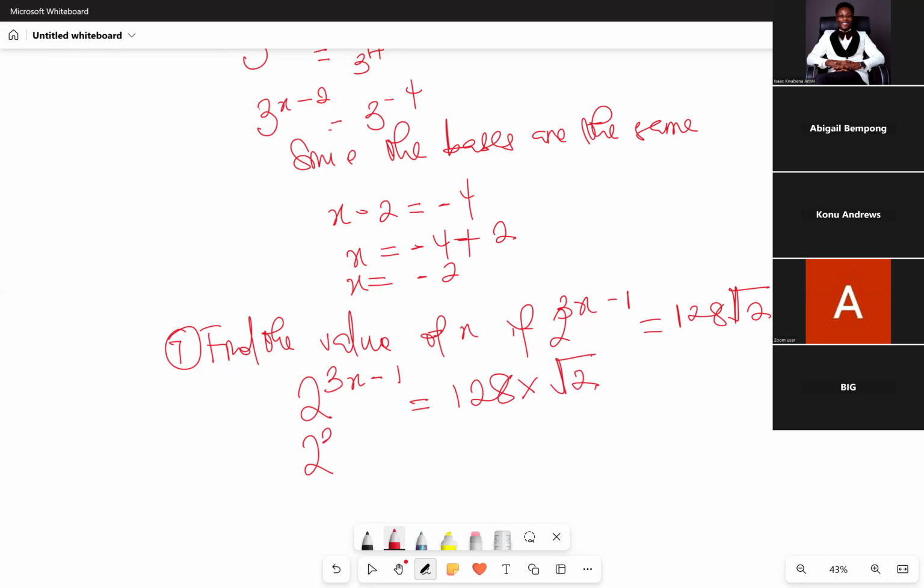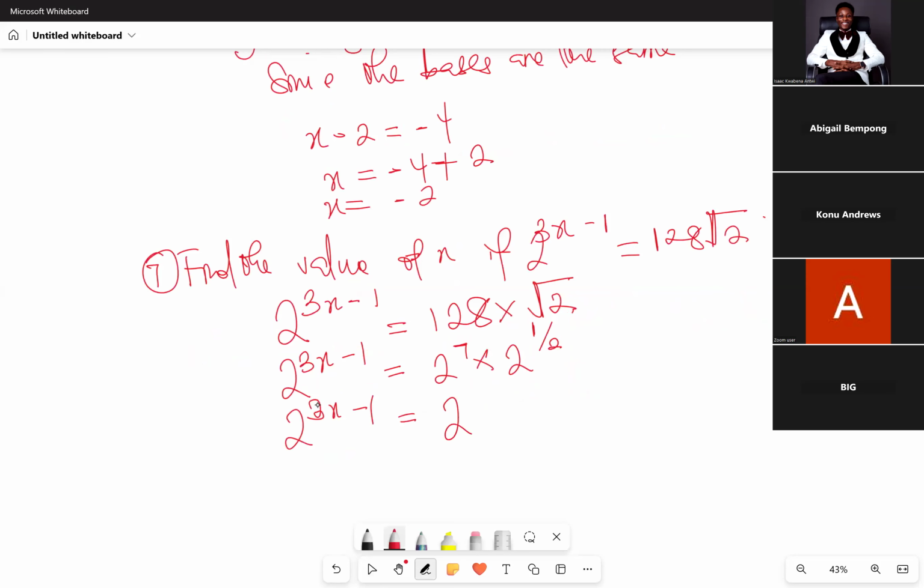2 exponent 3x minus 1. There are many ways to do this. 128 is 2 exponent 7. Times root 2, you already know is 2 exponent half. Have you forgotten? So 2 exponent 3x minus 1 equals. The bases are the same. They are multiplying, so add the powers: 7 plus half.